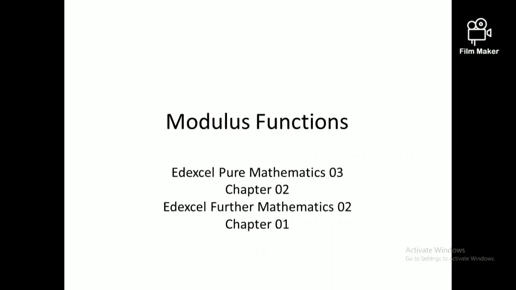Today our topic is to learn about modulus functions. This is chapter 2 from Pure Mathematics 3 and part of the modulus function will appear in Further Mathematics 2 chapter 1.